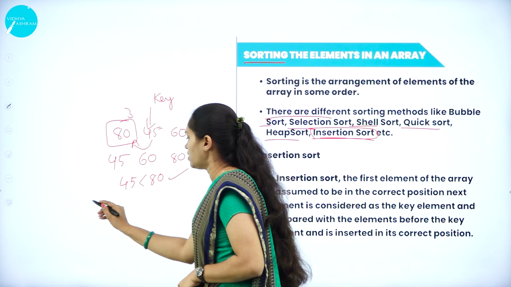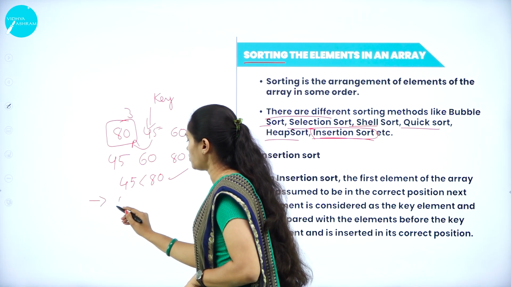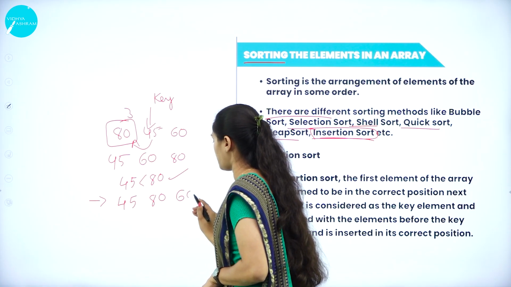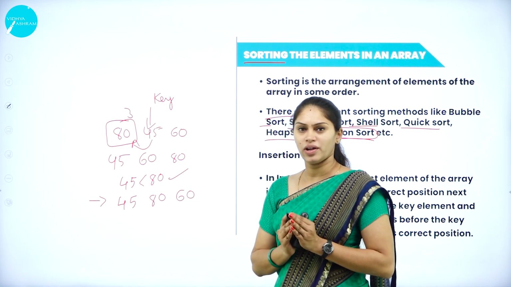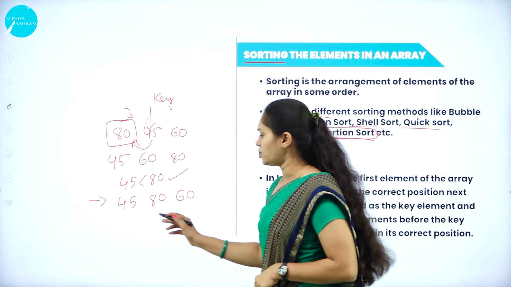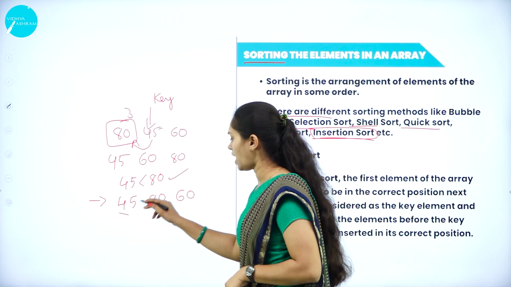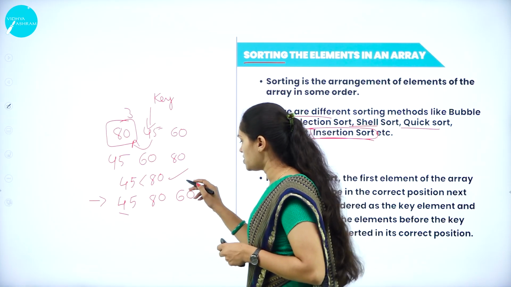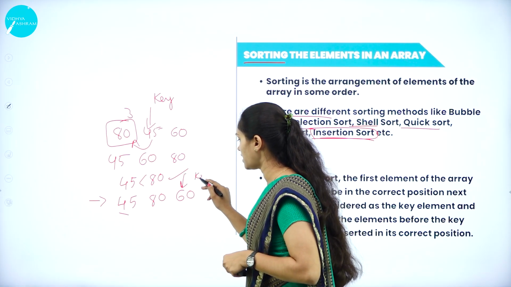That means what I'm going to get now is 45, 80 and 60. So this is going to happen in the first step. So now I'm done with this first one. I have two more elements. So at this time, what I'm going to do is make this a key element.